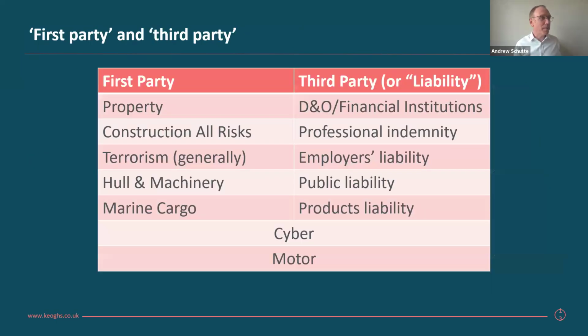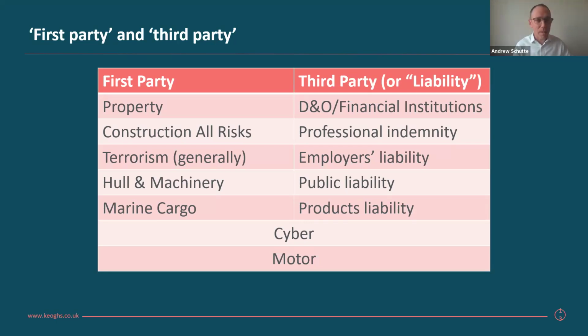Now, I said I would explain first party and third party. Here's a table that shows you what I'm talking about. In very simplistic terms, first-party insurance is where we cover the policyholder for losses that they themselves suffer. And it's normally damage to their assets, fundamentally. Things that they own get damaged or stolen or lost, and we cover those. So property is the paradigm example. Construction all risks, in fact, anything that's got the words all risks, is probably first party, maybe with a few add-ons that could be third party, but it's mainly first party.